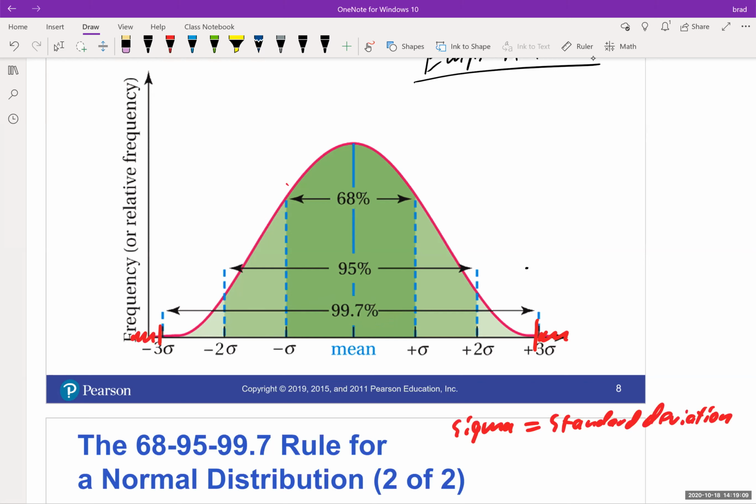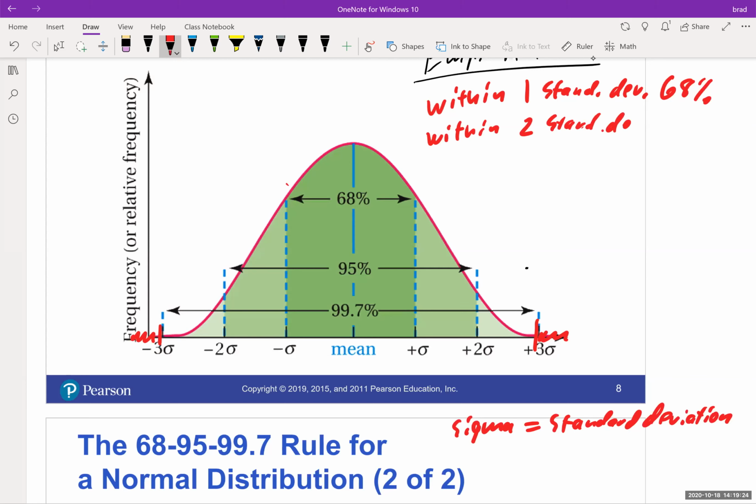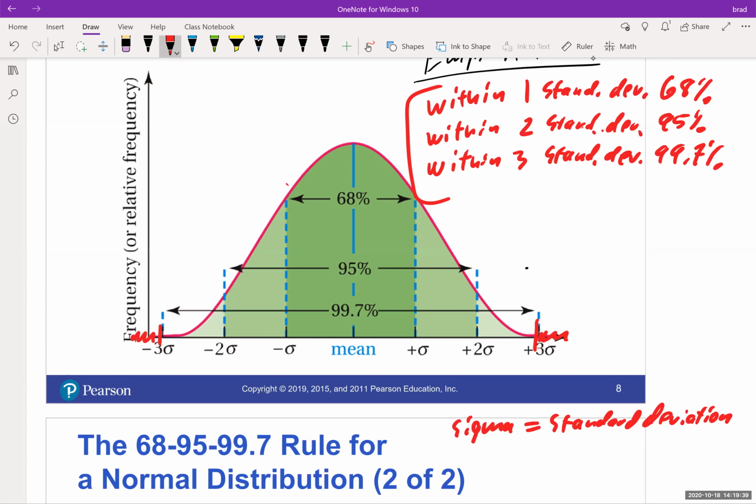So for the empirical rule, we have within 1 standard deviation, 68%. Then within 2 standard deviations, 95% of all data values, and then within 3 standard deviations, 99.7% of all data.